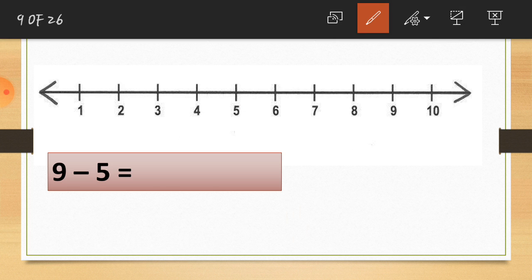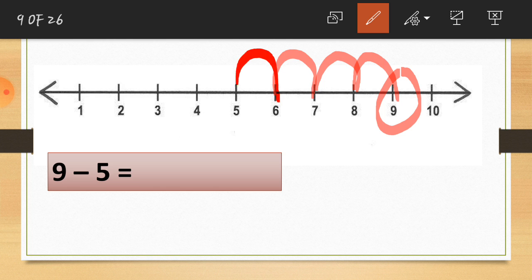I'll take one more example so you will easily understand this. Here is the number 9. I circle the number 9 and now we move back 5 steps from 9, then we get the right answer. So let's move back 5 steps. Count with me, students: 1, here is 2, here is 3, here is 4, and here is 5. So our answer is 4. After moving back 5 steps, we get the number 4.